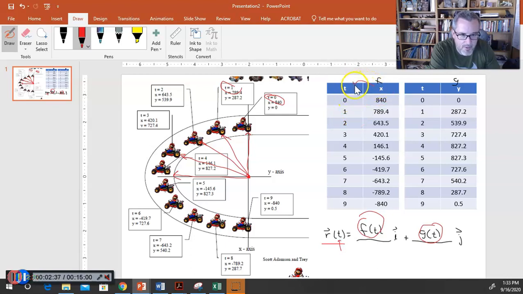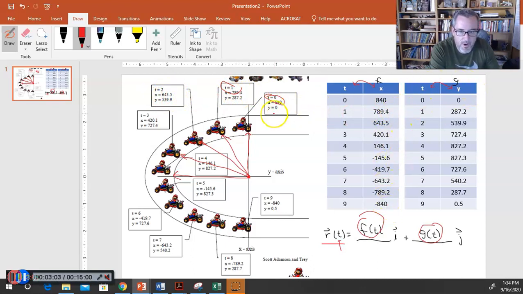I should have probably, to be more traditional, flipped these around, because usually when we make functions, we say x is a function of t. No, that's right. I don't know why I just went backwards there, but no, this is right. So the independent quantity is t, the dependent quantity is x. So when t is 0, x is 840. When t is 1, x is 789. When t is 2, x is 643, etc.